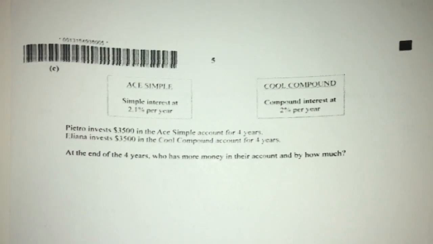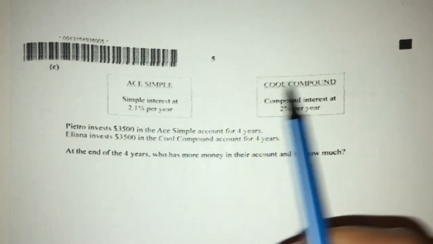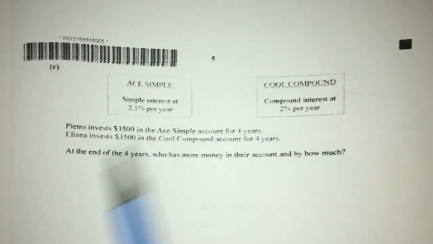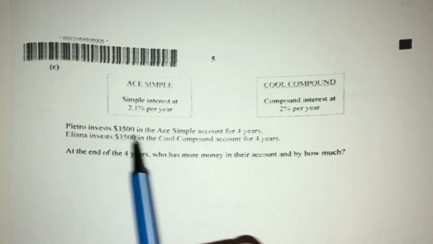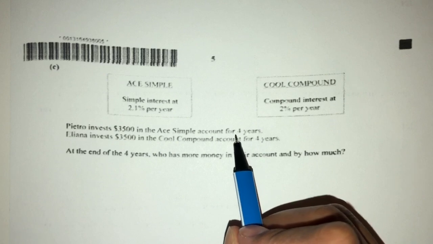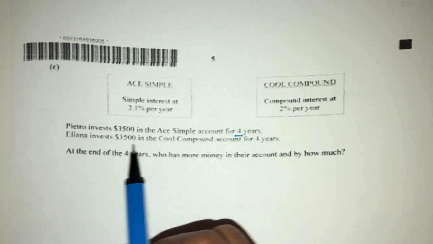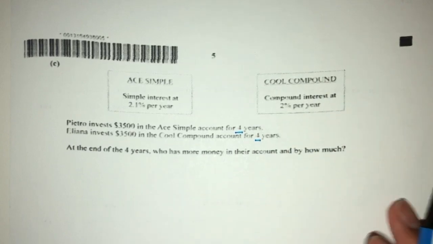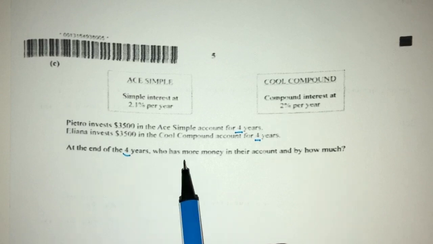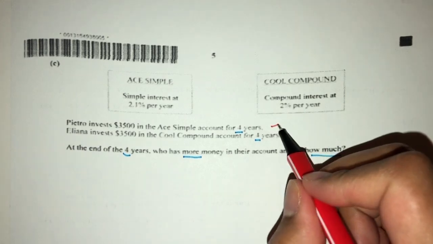Now let's move on to part C of the question. Here we have two kinds of investment, simple and compound. Now Pietro invests 3,500 in simple interest for 4 years. Elena also invests that much in compound interest for 4 years as well. The question is, at the end of the 4 years, who has more money in the account and by how much? So one by one, let's first look at Pietro.